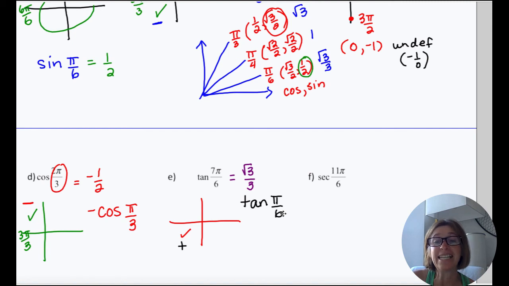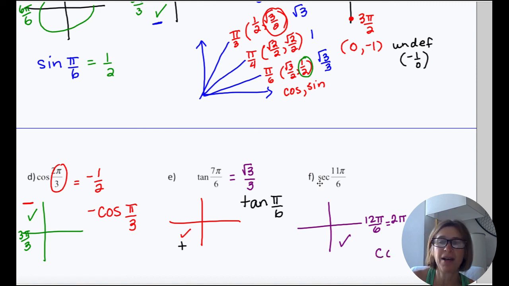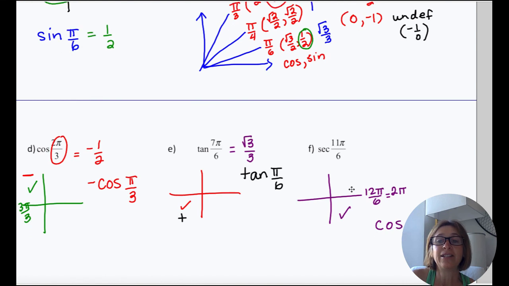Last one, secant, 11 pi over 6. A little bit harder to determine the quadrant, but I know that 12 pi over 6 means 2 pi. So I know 11 pi over 6 is going to be in quadrant 4. Okay, secant is the reciprocal to cosine. So I'm going to be finding the cosine. Cosine is positive, so secant is positive. Okay, so I'm going to have a cosine in terms of the reference angle, pi over 6. I want a cosine of pi over 6. We know the cosine of pi over 6 is root 3 over 2.